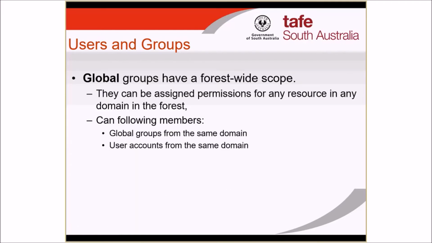Global groups, as the name suggests, is global. Global groups have a forest-wide scope. It means they can go anywhere in the whole forest. They can be assigned permissions to any resource in any domain in the whole forest. They can have these members.